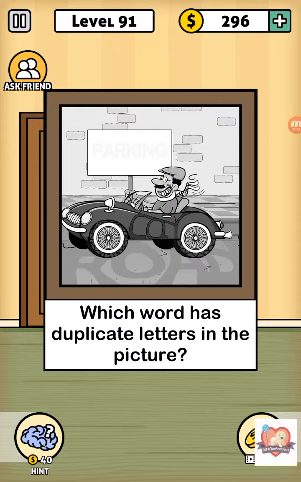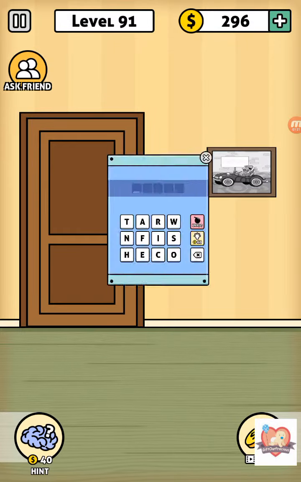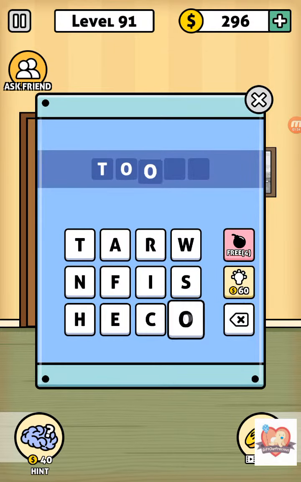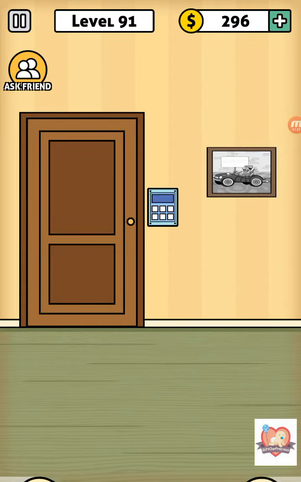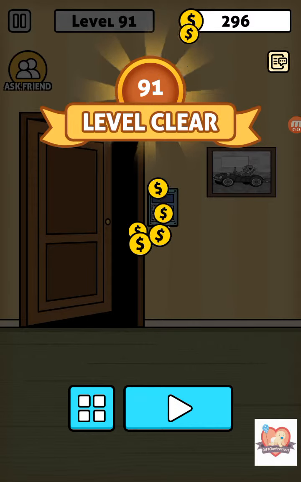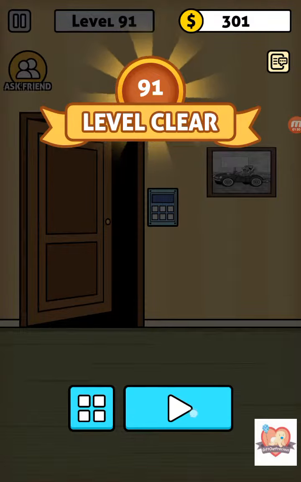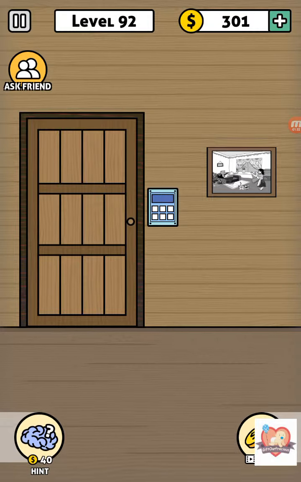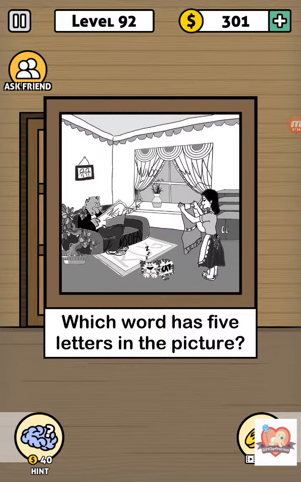T-O-O-T-H. You see the teeth? Oh, double O. Yes, found it. Wow, it's well hidden on the teeth there. Okay, tooth. Next. Which word has five letters in the picture?